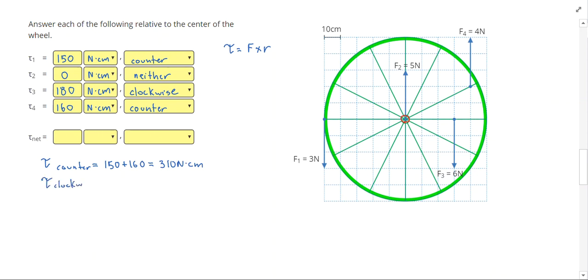And clockwise, I only had one torque, which was 180 Newton centimeters. That means that I have more torque counterclockwise, and to get my net torque, I can do how much more torque is pulling counterclockwise than clockwise. I'll do 310 minus 180, and that gives me 130 Newton centimeters counterclockwise. And what this means is if all these forces were pulling at the same time, this wheel would spin counterclockwise because there's more torque acting counterclockwise.